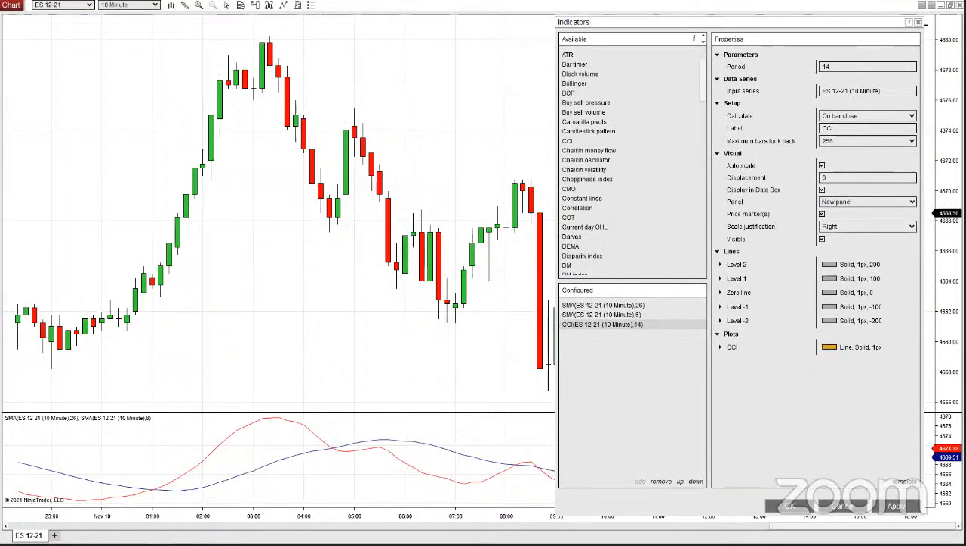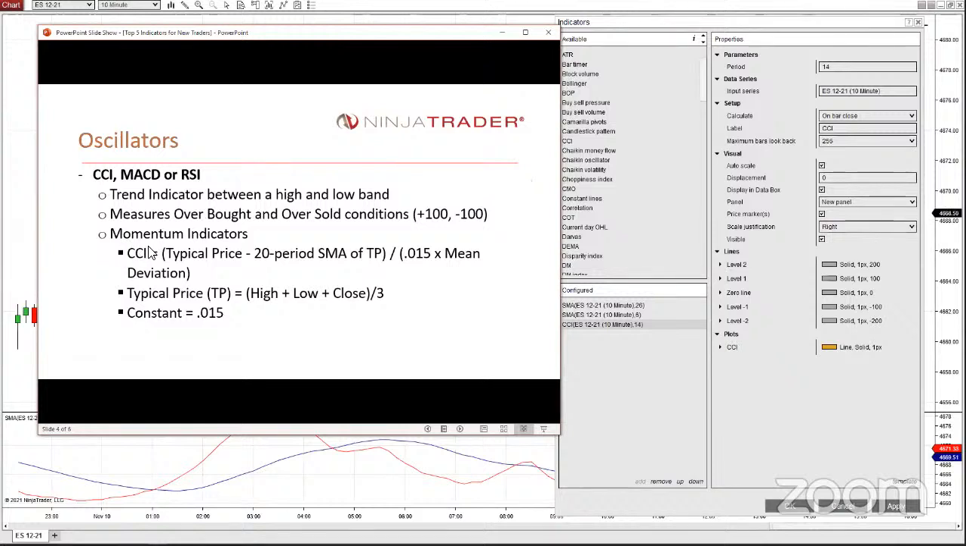And let me show you that equation. It's a little more complicated. Now, most oscillators, again, are trend indicators between a high and a low band, right? We're oscillating between a high and a low band. And historically, the CCI measures overbought and oversold conditions. So when the CCI is over 100, at least from a textbook point of view, the market's overbought. When it's under minus 100, then the market's oversold. And I'll tell you in a second why I don't subscribe to that, but that's the idea.